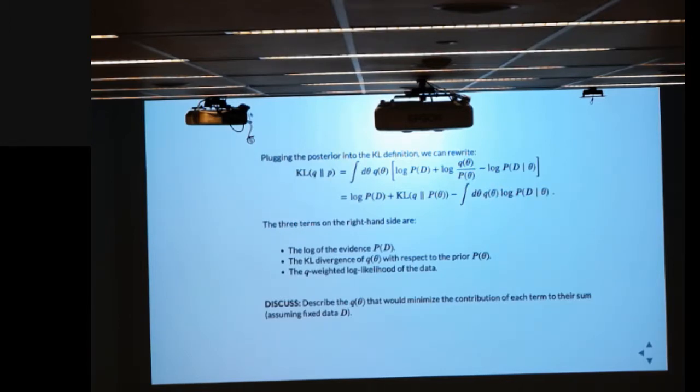Okay, so I want you to just take a few minutes to discuss this question. I want you to describe to me what Q would minimize the contributions of each of these terms? We want to minimize this whole thing, but let's just think one term at a time. What Q is going to minimize each of those terms separately? Just take a few minutes to discuss that.